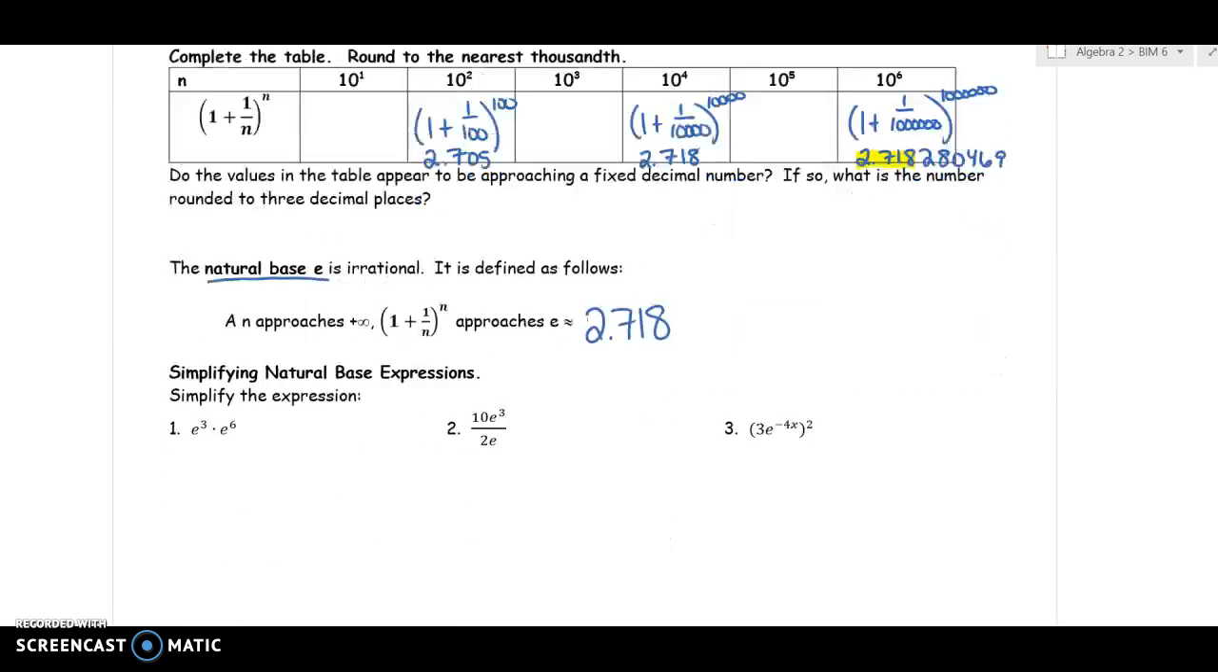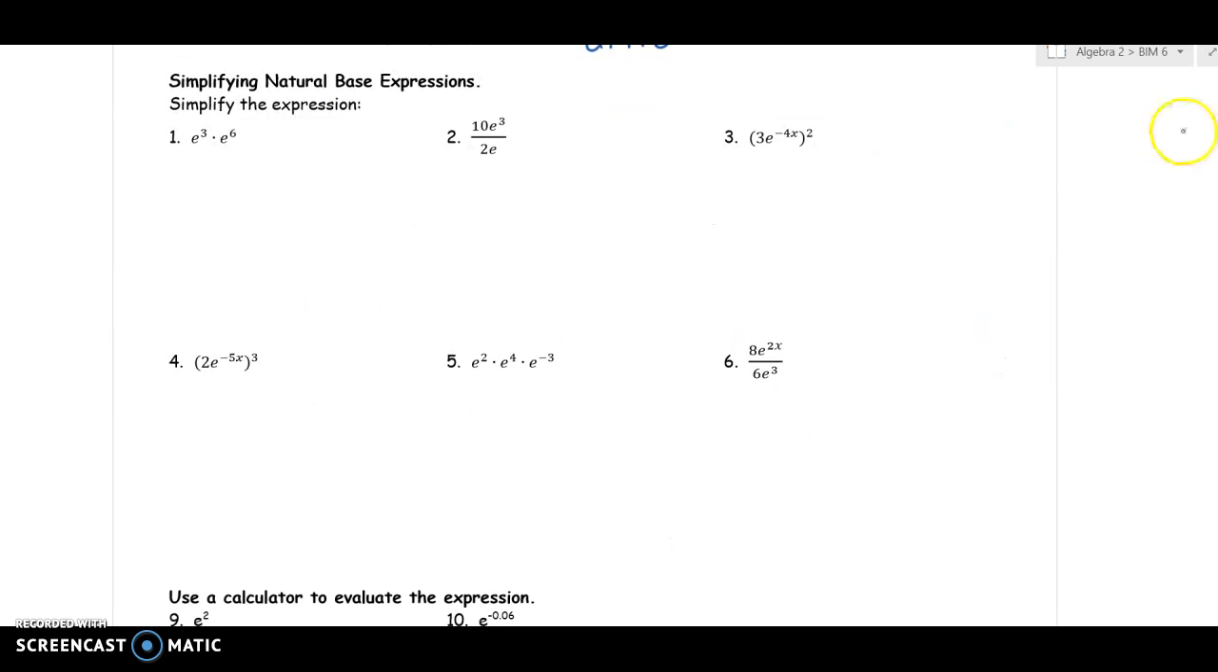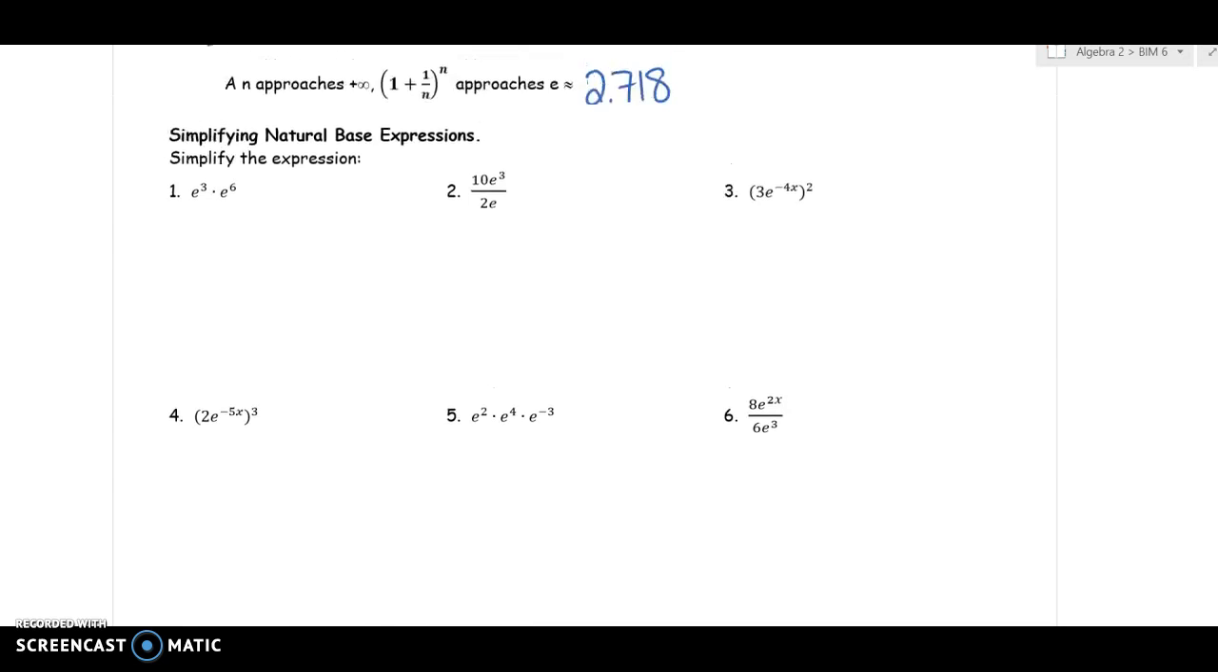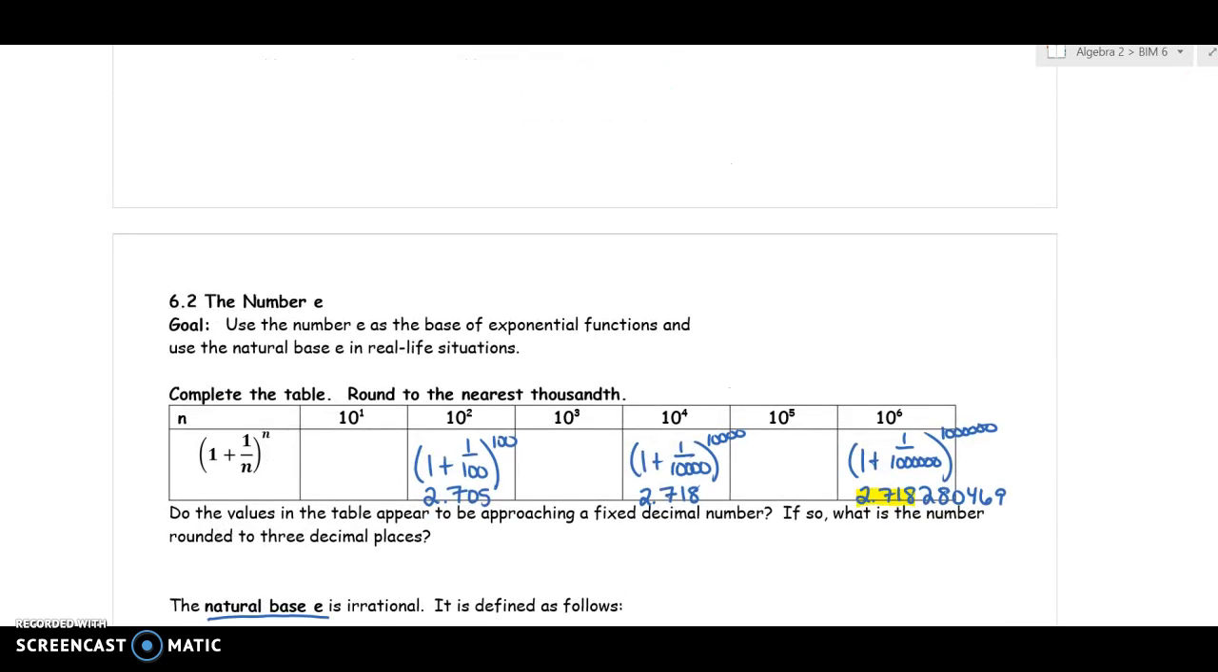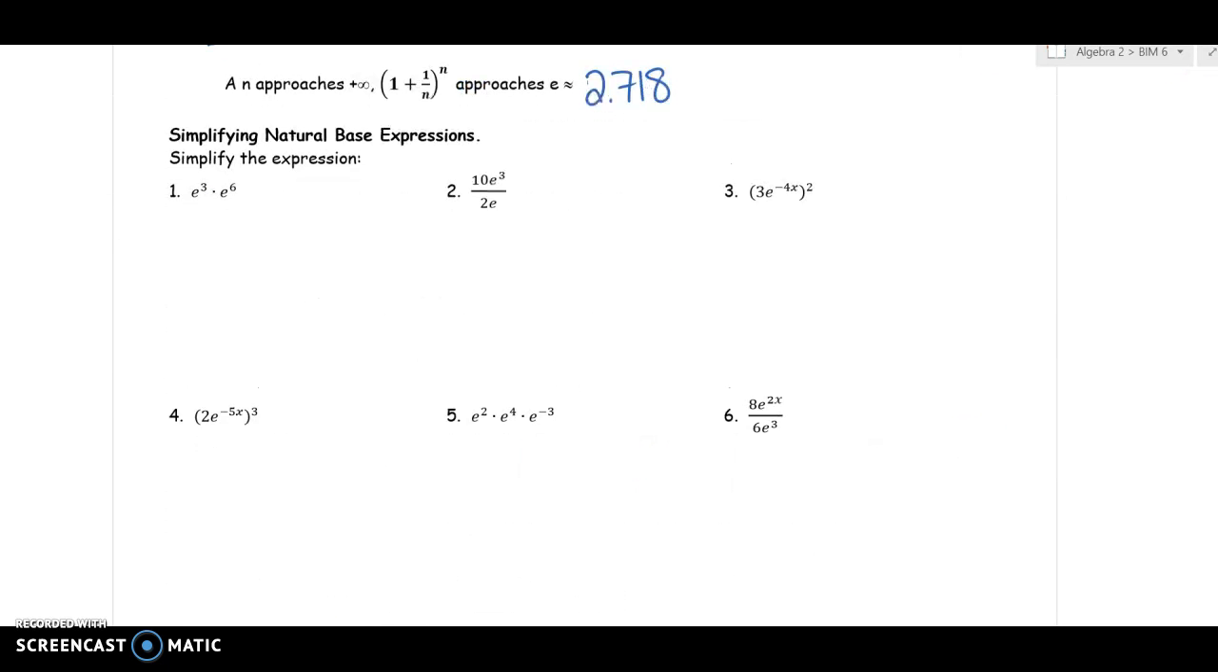Now, before we get into using it in our calculator, let's simplify some expressions involving the natural base. So e to the third times e to the sixth. If you remember your properties of exponents, when we see multiplication, what are we going to do with our exponents? Add them. So add the 3 and the 6, and that would give us e to the 9th.